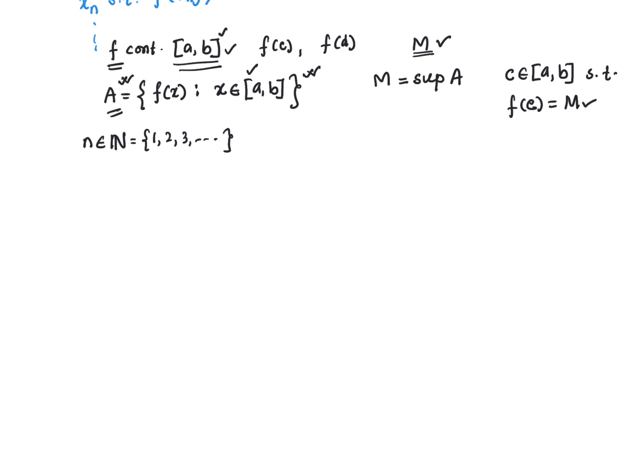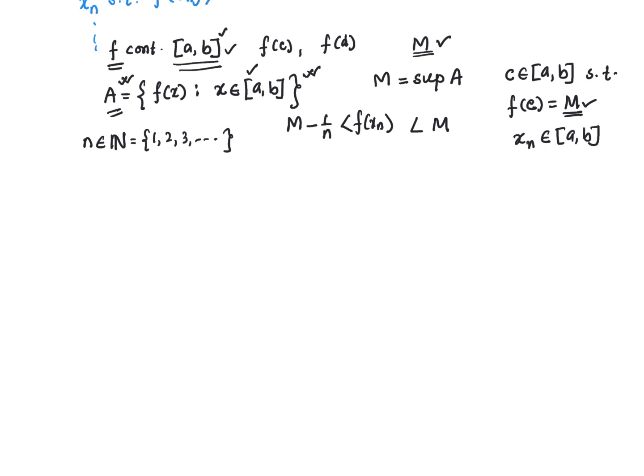So if M is the least upper bound, the supremum, it must be the case that M minus 1 over n is not a supremum anymore because it's less than M. So this must be less than M. So that says that there must be a value, let's call it x sub n, in this closed interval [a, b] such that f of x sub n is greater than M minus 1 over n.